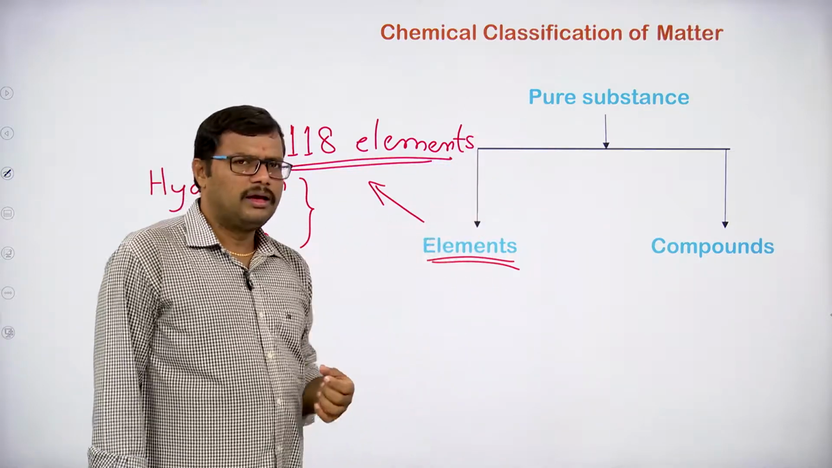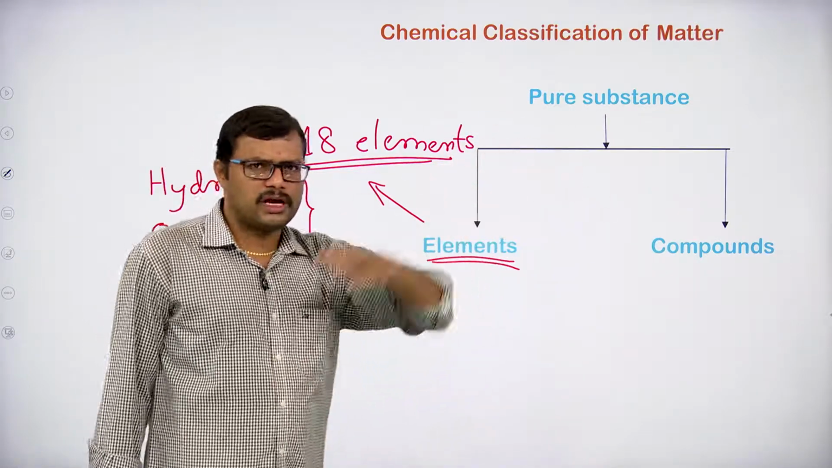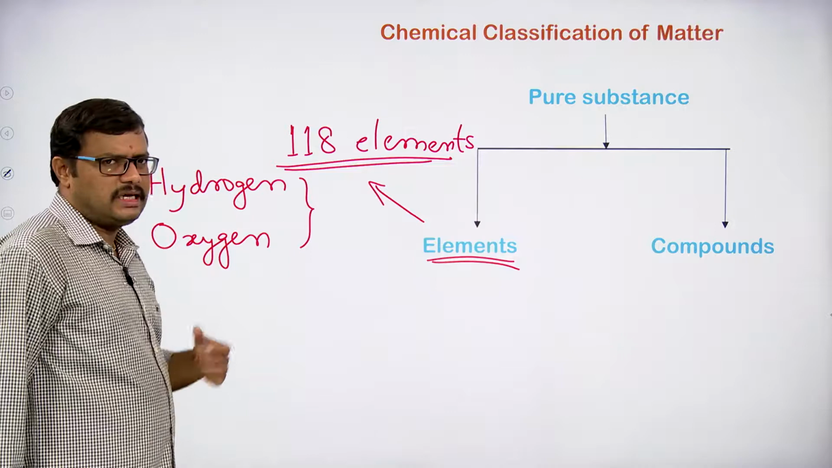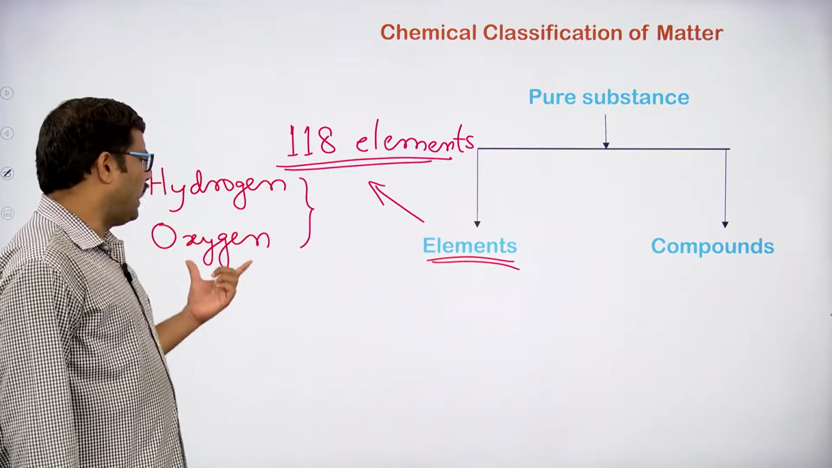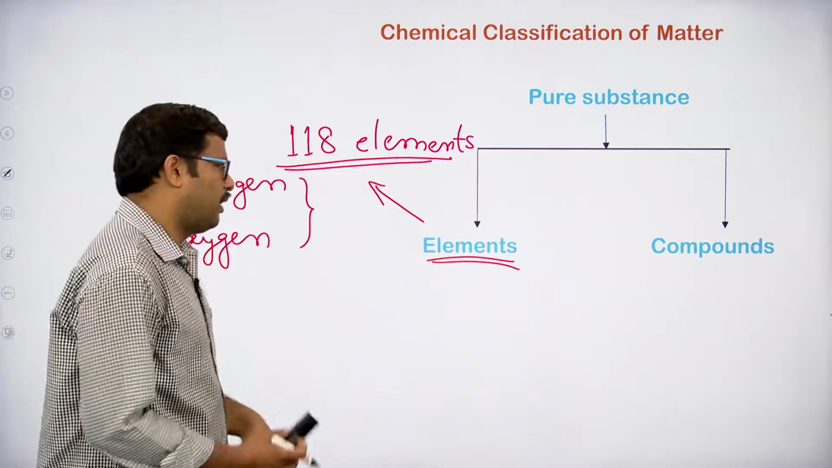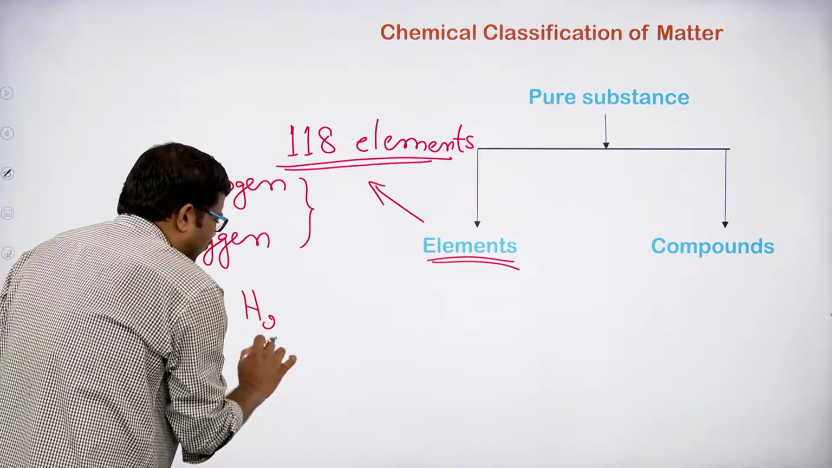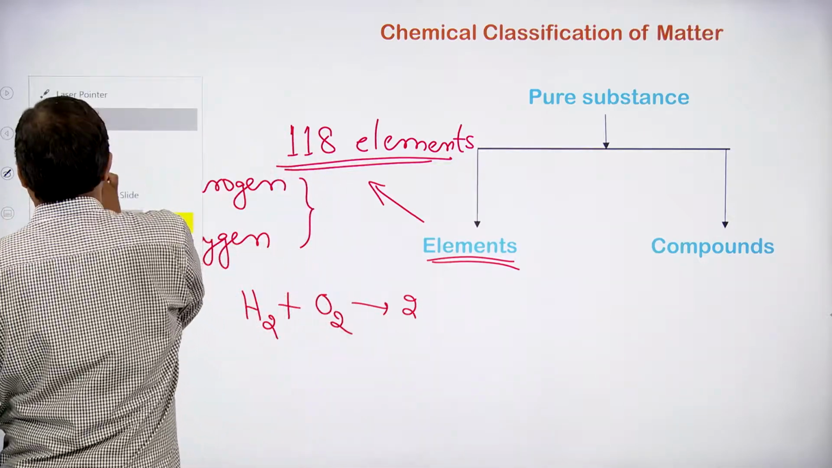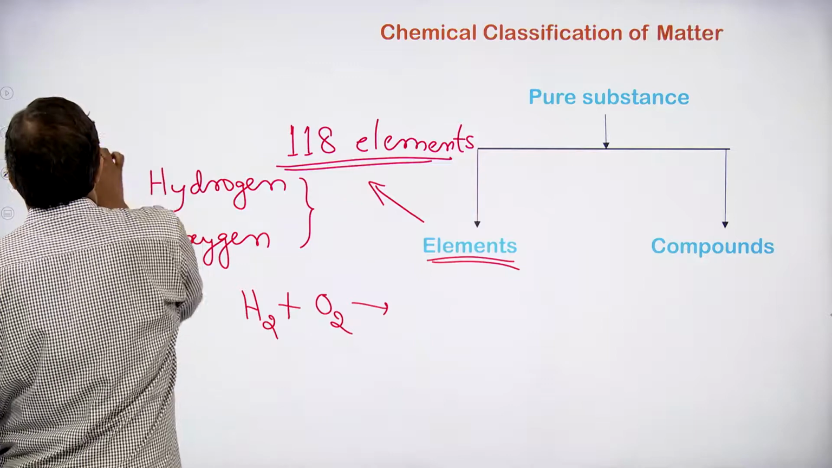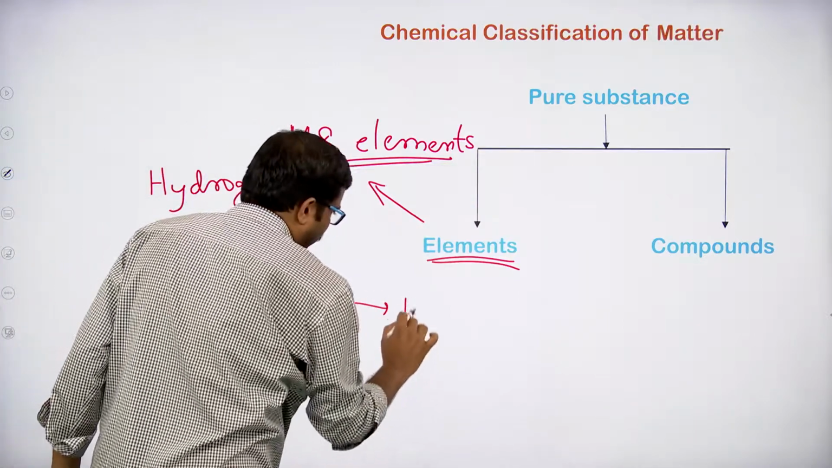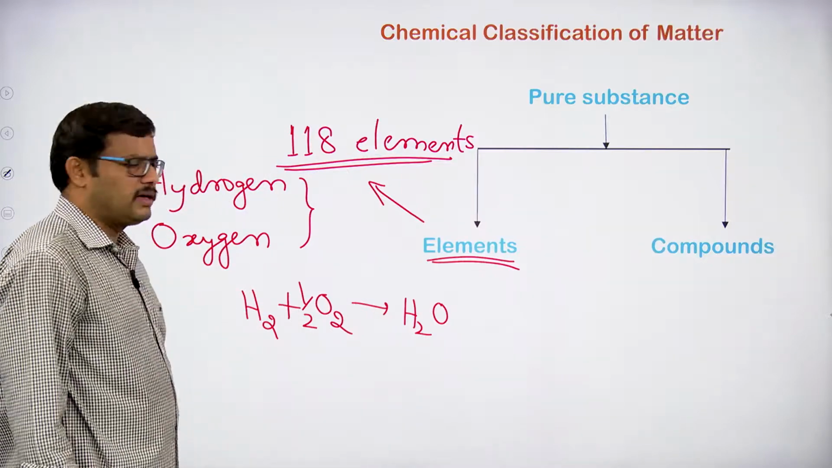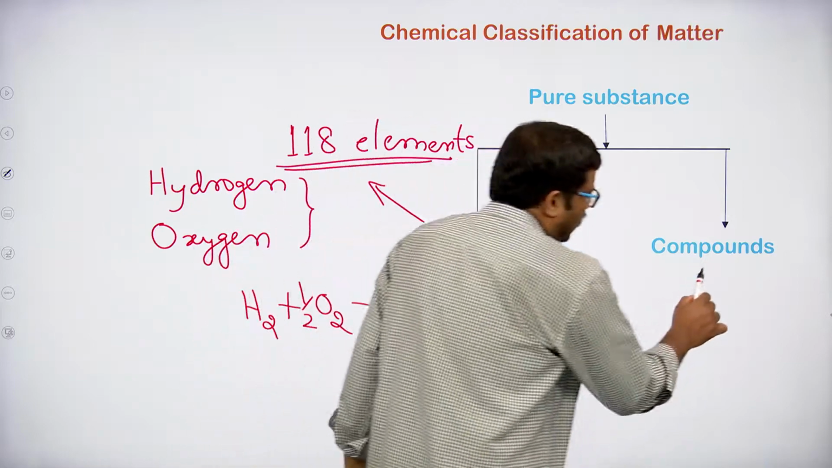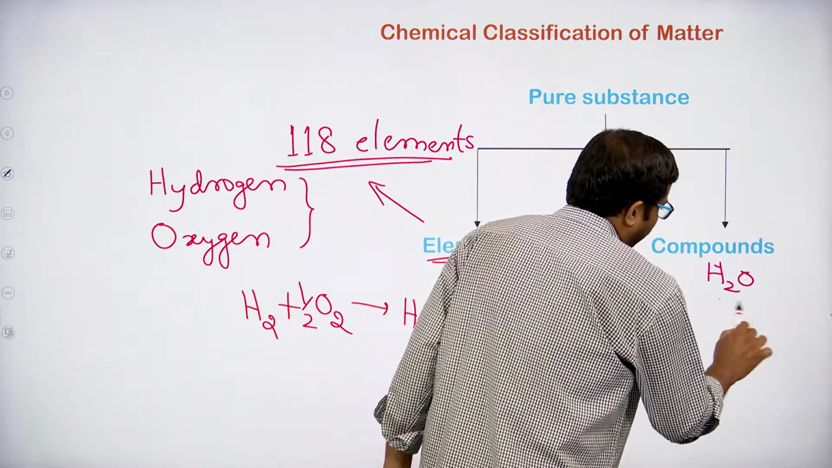Pure substance can be categorized into 2 categories: one is element, the other is compound. For example, if I say hydrogen, it is the pure hydrogen element only. Oxygen element means it is a pure substance only. But compound means the atoms of hydrogen and oxygen reacting together, and what we get is water. Here 2 atoms of hydrogen and 1 atom of oxygen react together giving water. So, water is a compound.